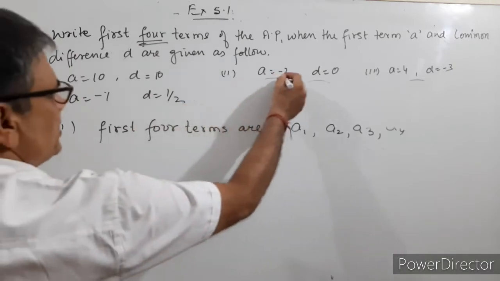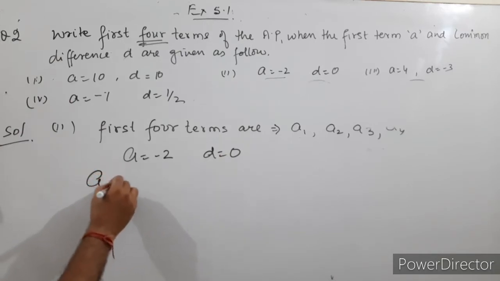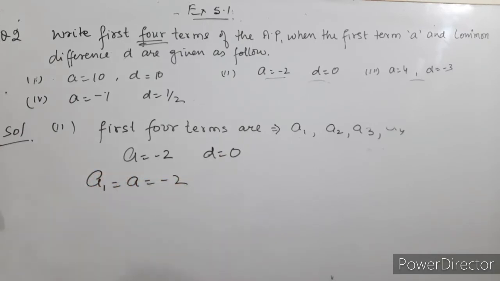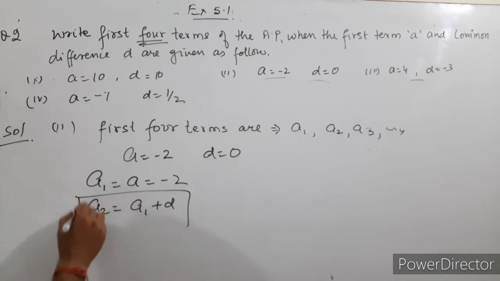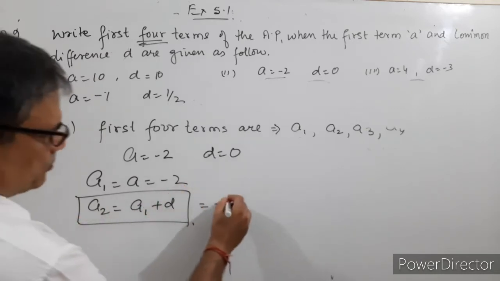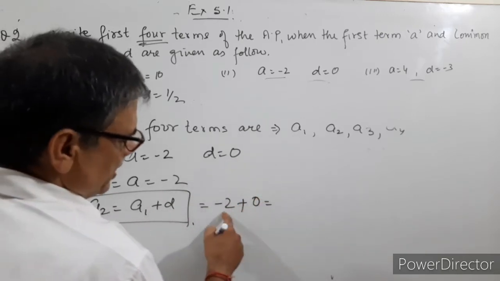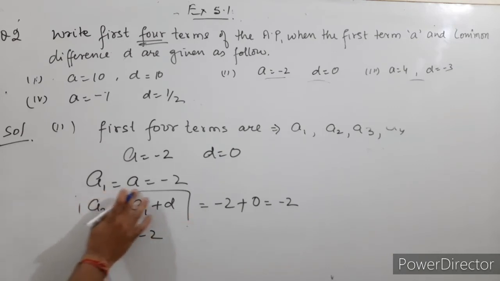Now the second part. A is equal to minus 2, D is equal to 0. A1 is equal to minus 2. This is your first term. The second term, A2, is A1 plus D. A1 is minus 2 plus D, and D is 0, so minus 2 plus 0 is minus 2. So A2 is equal to minus 2. Is it clear? This is your formula, and you have to keep it in your mind.